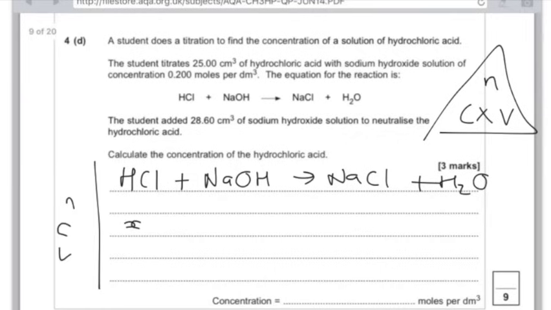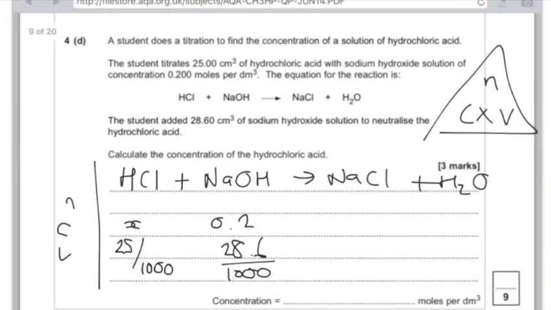Then I'm going to include what I've actually been told in the question. So I've been told that 25 centimeters cubed of hydrochloric acid reacts. And remember, in these calculations I need to convert it into decimeters cubed, so I'm just going to write a divide by 1,000 there. I've also been told the volume of sodium hydroxide solution, so that's 28.6, so that's going to go here. And I'm going to divide it by 1,000 for the same reason. Okay, now looking back, I've been told the concentration of sodium hydroxide, so that's going to be popped in here.